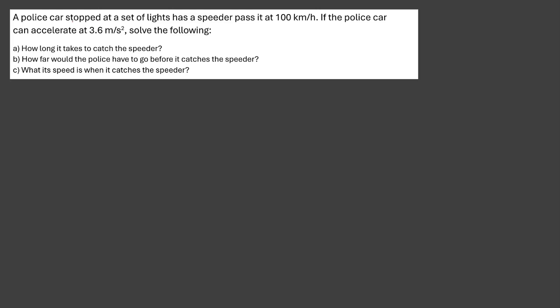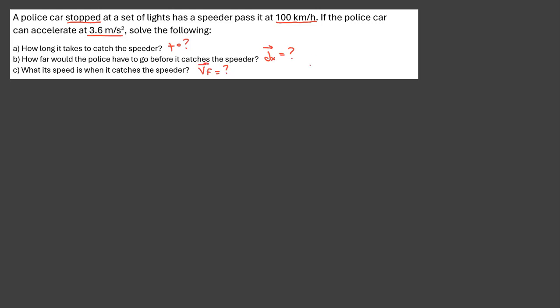A police car stopped at a set of lights has a speeder pass it at 100 kilometers per hour. If the police car can accelerate at 3.6 meters per second squared, solve the following. How long it takes to catch the speeder, so that'll be our time. How far would the police have to go before it catches the speeder, so that'll be our displacement in the horizontal or x dimension. And then finally, what is its speed when it catches the speeder? So that'll be our final speed.